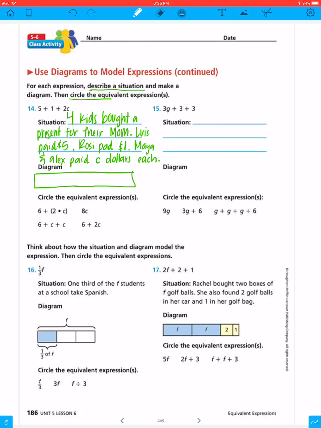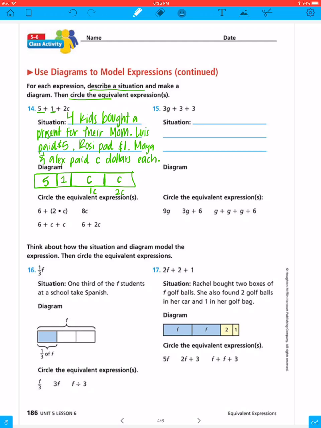Now, if I draw it in a diagram, I'm going to have one box with $5, one box that's a 1, and 2 boxes that are a C in one and a C in the other. All right, you try number 15.